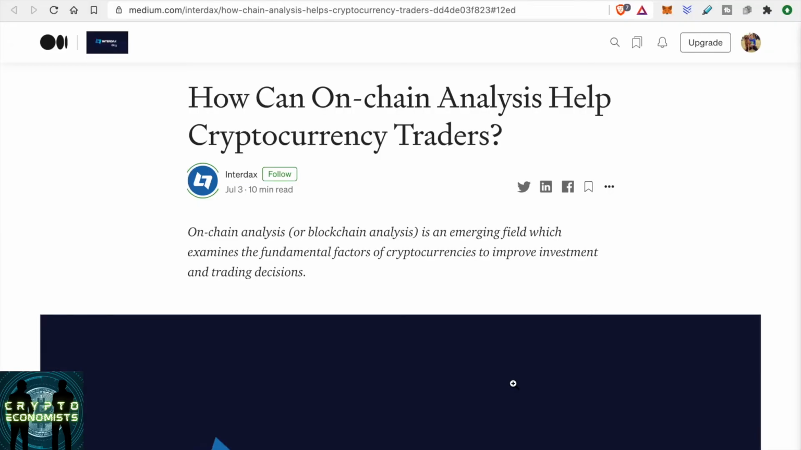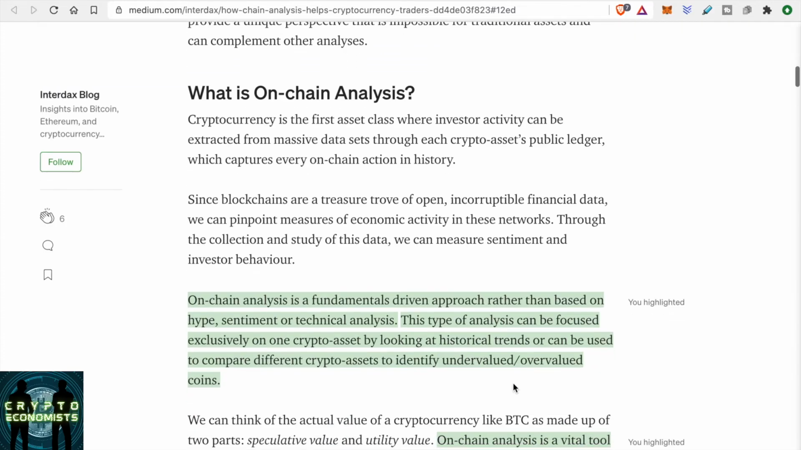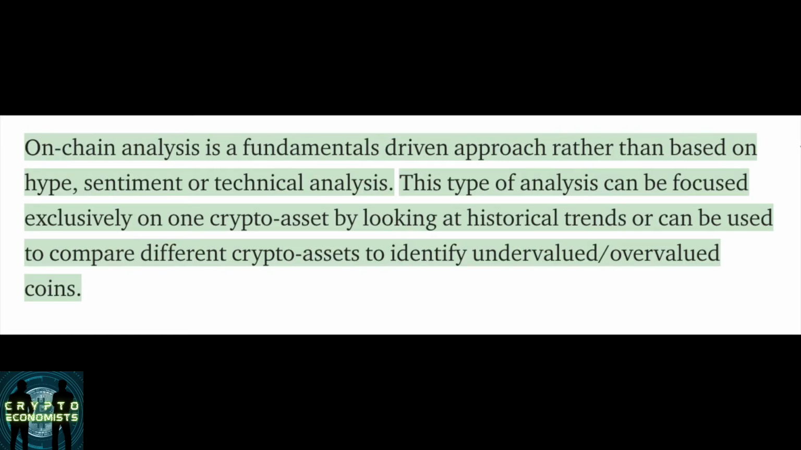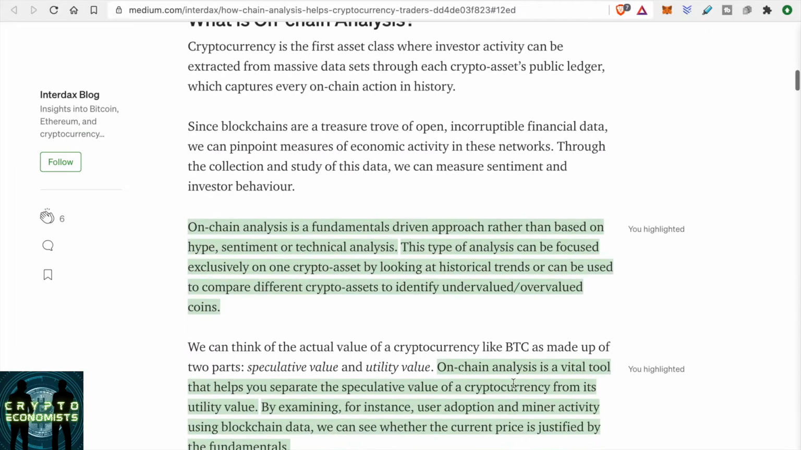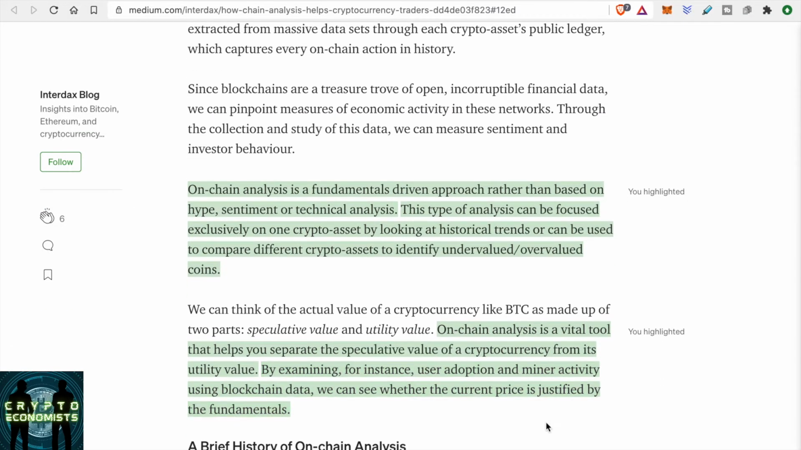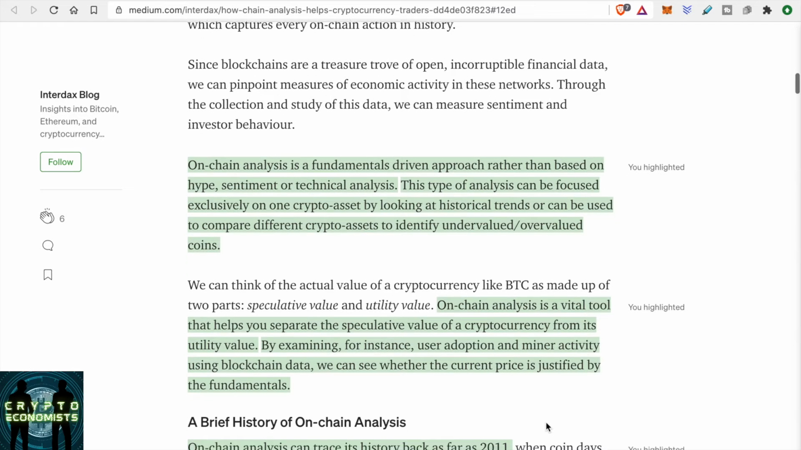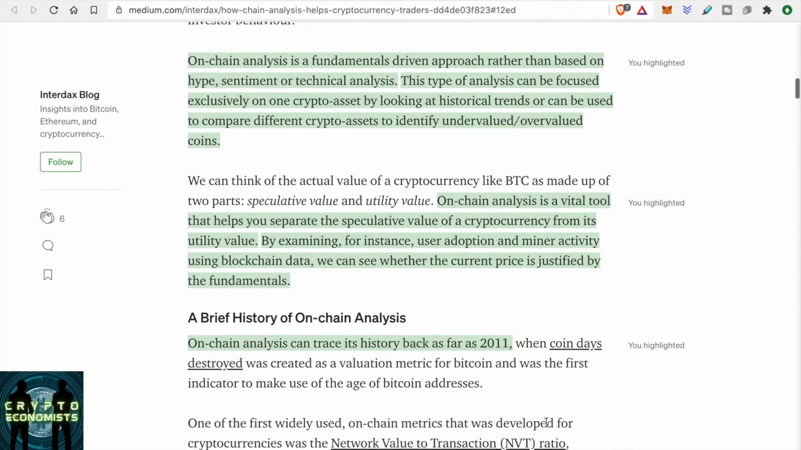How can on-chain analysis help cryptocurrency traders? On-chain analysis is fundamentally driven. It takes that approach rather than technical. This type of analysis focuses exclusively on one crypto asset by looking at its historical trends. It is also a vital tool that helps individuals speculate on the value of the cryptocurrency from its utility value. By examining, for instance, user adoption and miner activity using blockchain data, we can see whether the crypto price is justified by the fundamentals.